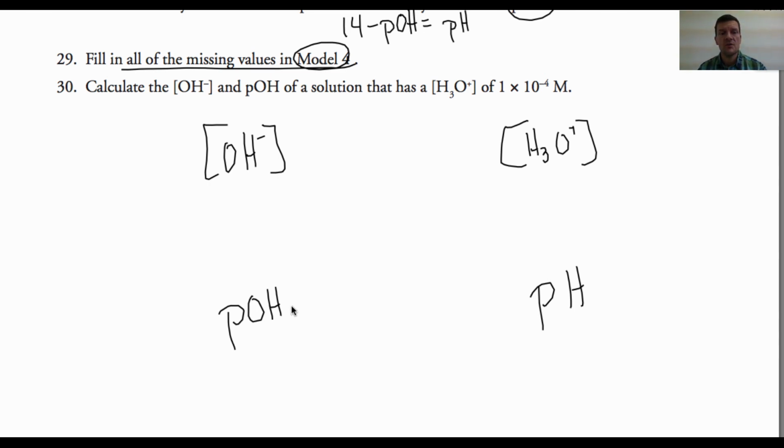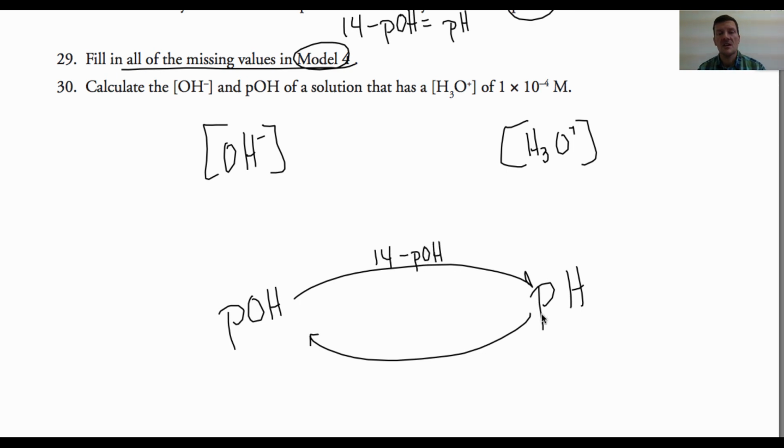Remember, if we go between pOH and pH, all we have to know is that they add up to 14. So if you know one, you know the other. If you know pOH, you would take 14 minus pOH in order to get pH. If you know pH, how do you go to pOH? 14 minus pH. They have to add up to 14.